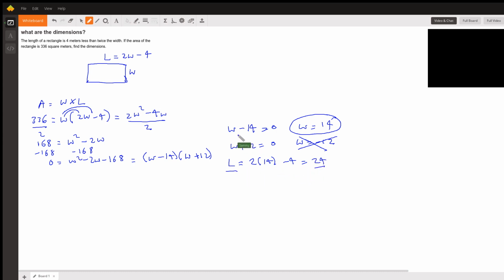Now we want to go ahead and double check this, make sure this is correct. Remember, we said the area is equal to width times length. So if you plug in the width of 14 and we multiply that by the length, which is 24, we will get 336, which is the same as this right here. And yes, the units for width is meters, and the units for length is meters. And if we take meters times meters, you're going to get meters squared. And that's the answer.